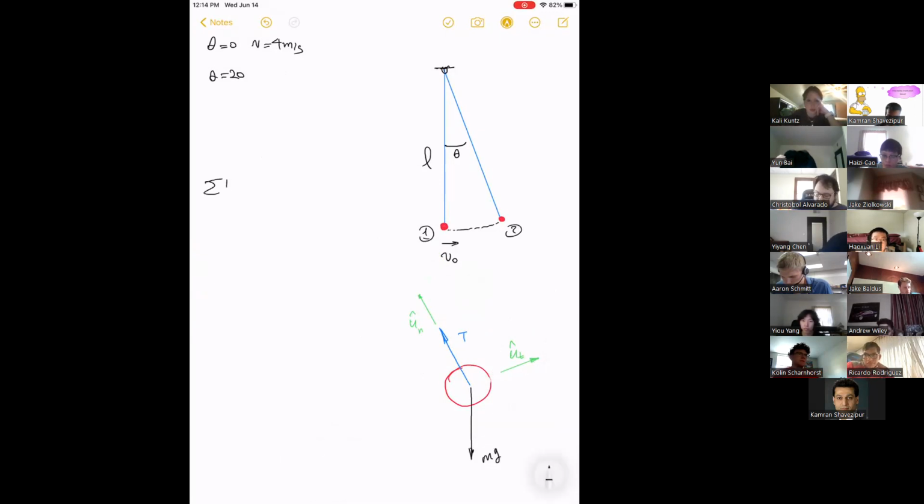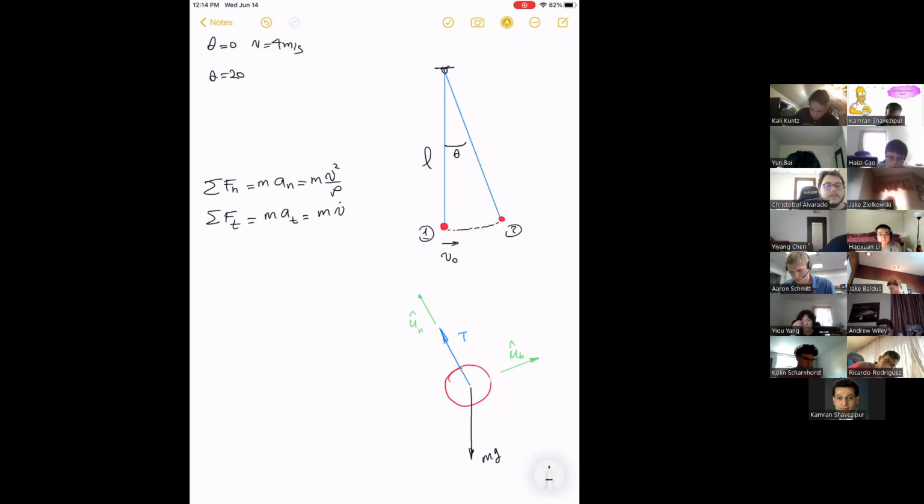Summation of forces in N equals m a_n, which is m v squared over rho. Summation of forces in tangential direction equals m a_t, which is m v dot, right? And v dot is technically tangential acceleration. We can keep it that way. Either way works.